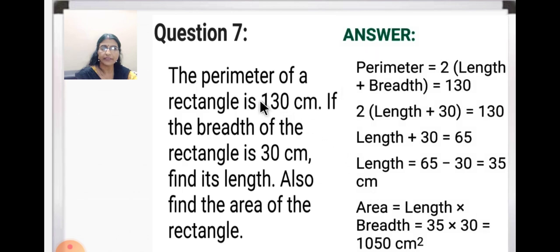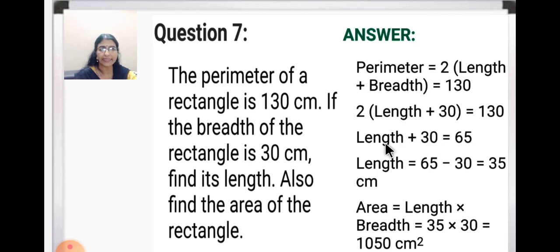So first, what is given? The perimeter is given. Perimeter of the rectangle. So we'll use the formula for perimeter of rectangle. Perimeter of rectangle is equal to twice length plus breadth. And perimeter is given, that is equal to 130 centimeter. So the next step will be twice length. Length we don't know. We know the breadth, so in place of breadth we will write 30. So twice length plus 30 in bracket is equal to 130. Now this 2 we will take to this side, so 130 divided by 2 will be 65.